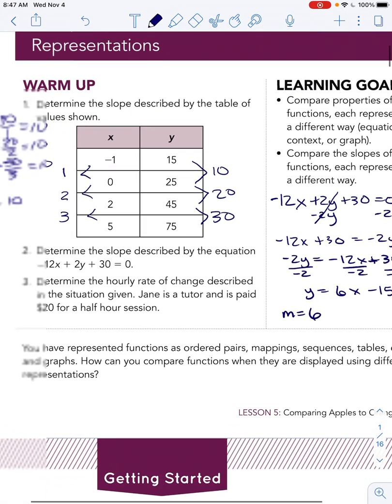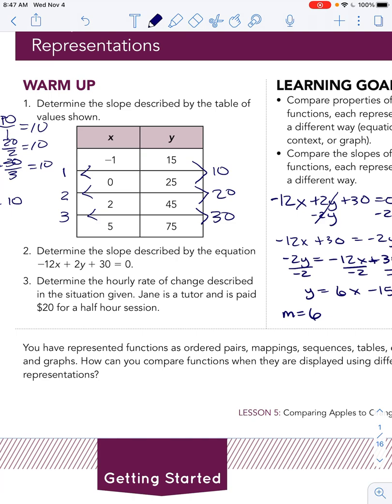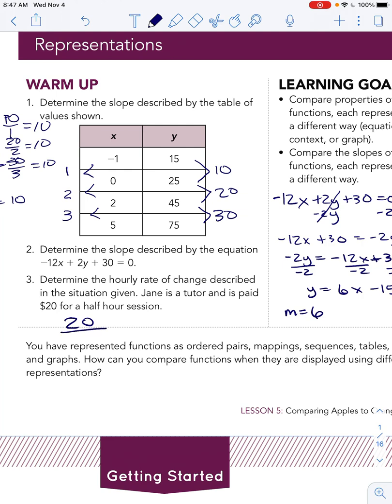Then last but certainly not least, we have to determine the hourly rate of change described in the situation given. Jane is a tutor and is paid $20 for a half-hour lesson. Okay, so she's paid $20 for every half hour. So remember, rate of change means how much per one. We can't divide by fractions, we have to multiply by the reciprocal. So if I multiply by the reciprocal, I have $40 per hour. Okay, so that was pretty simple.